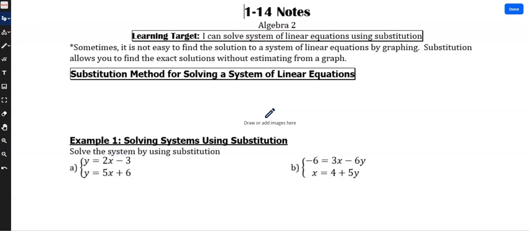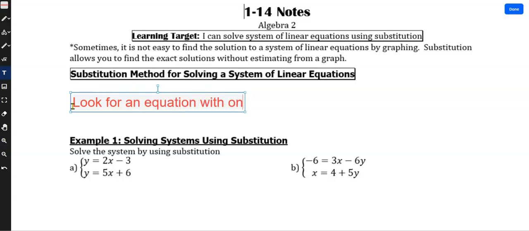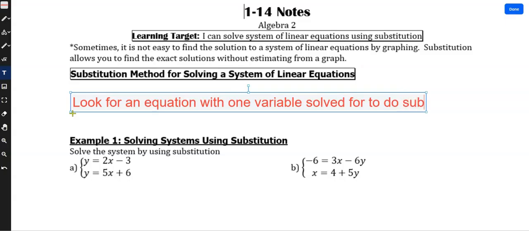All right, section 14 notes. I can solve a system of linear equations using substitution. Substitution is where we replace. First of all, look for an equation with one variable solved for. Now there can be two equations that are solved for one variable, but you have to have at least one. Look for an equation with one variable solved for to do substitution.